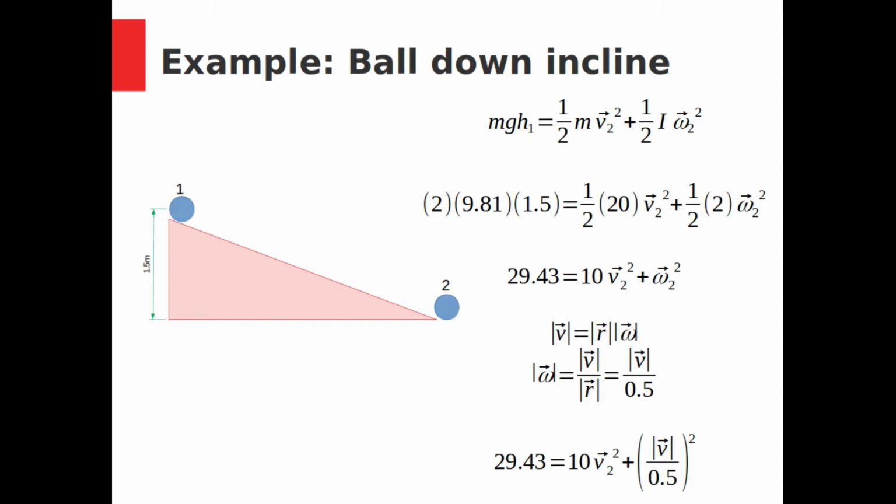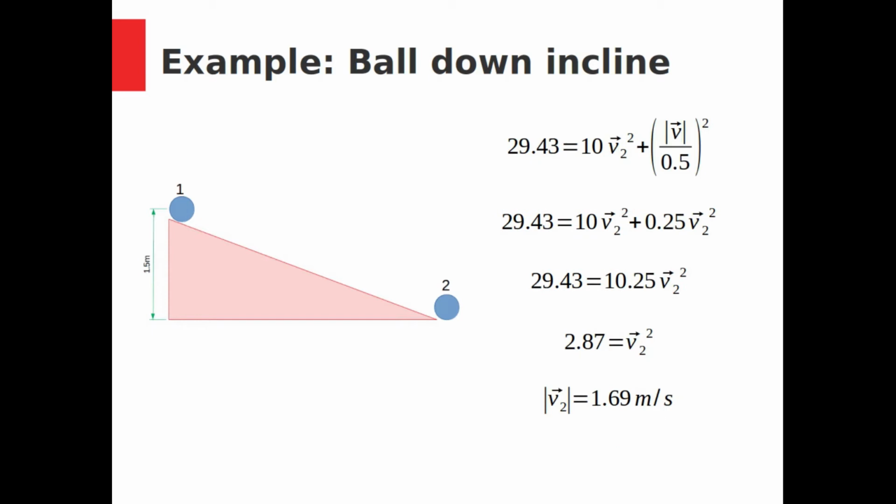Since the object rolls without slipping, the angular velocity is v over r, and we can substitute that in. And so we solve for the linear velocity of the sphere in a very similar way to how we did before. The linear velocity of the sphere, once it reaches the bottom, has a magnitude of 1.69 meters per second.